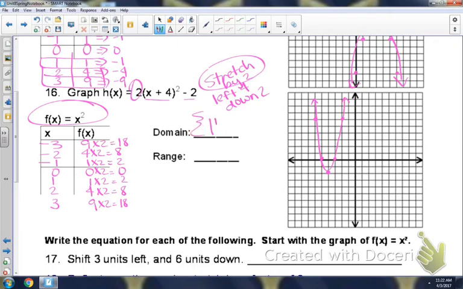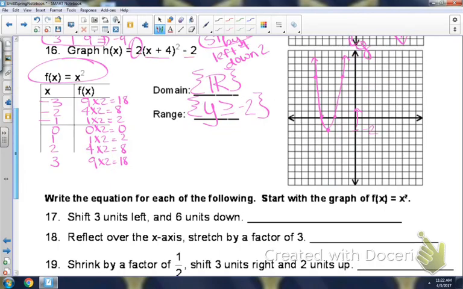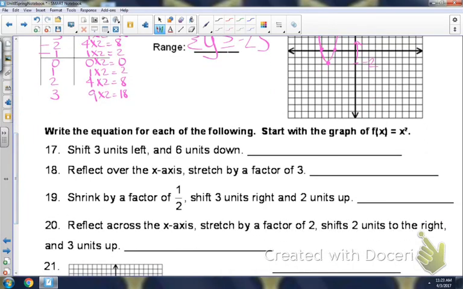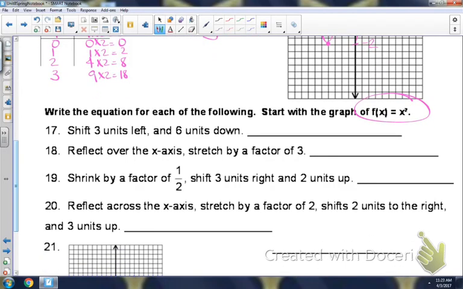So domain, all real numbers. Look at your y-axis for your range. That smallest y value, that's a negative 2 there, and it's everything above it. So y would have to be greater than or equal to negative 2. Okay, so on those examples we were given the function, we wrote the transformations, and then we graphed our new function. On this next part, we're going to start with our parent function, f of x equals x squared, and then we're going to write the new function by giving the transformations.